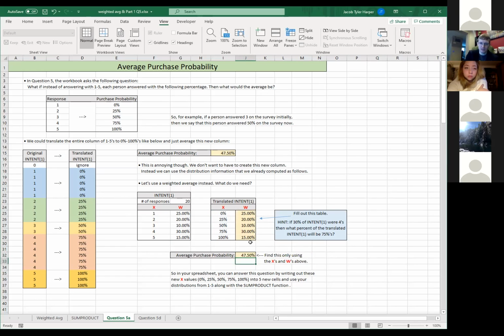There was a question in chat. What do we do with the intent 1 table?